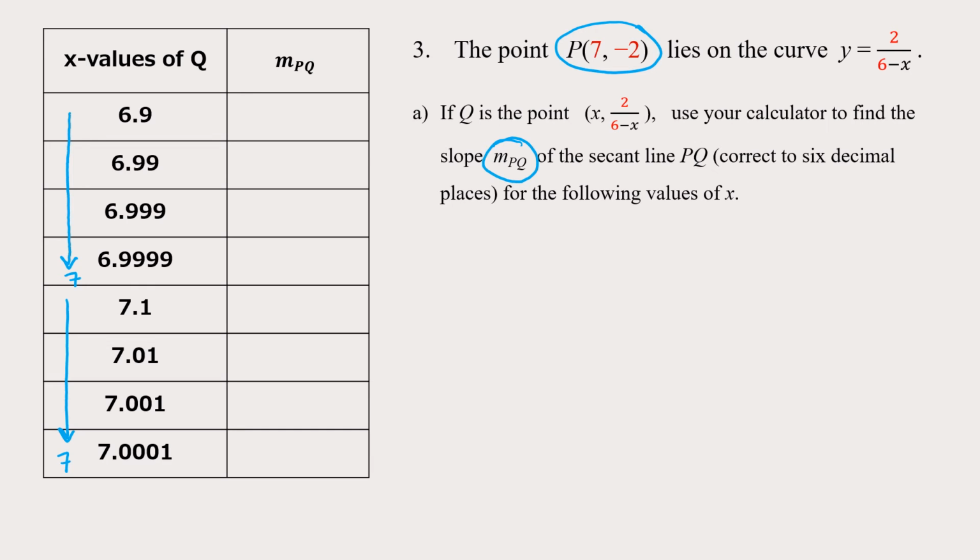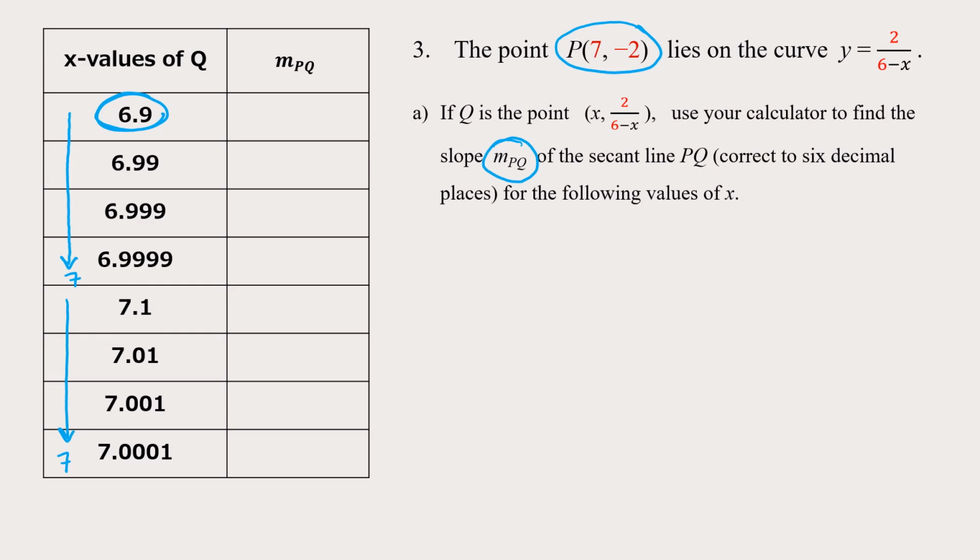Now let's find the slope of PQ. So that's the slope of the secant line between P and Q. The first thing we'll need to do is actually find this point Q. So let's just start by finding MPQ for this 6 and 9/10.